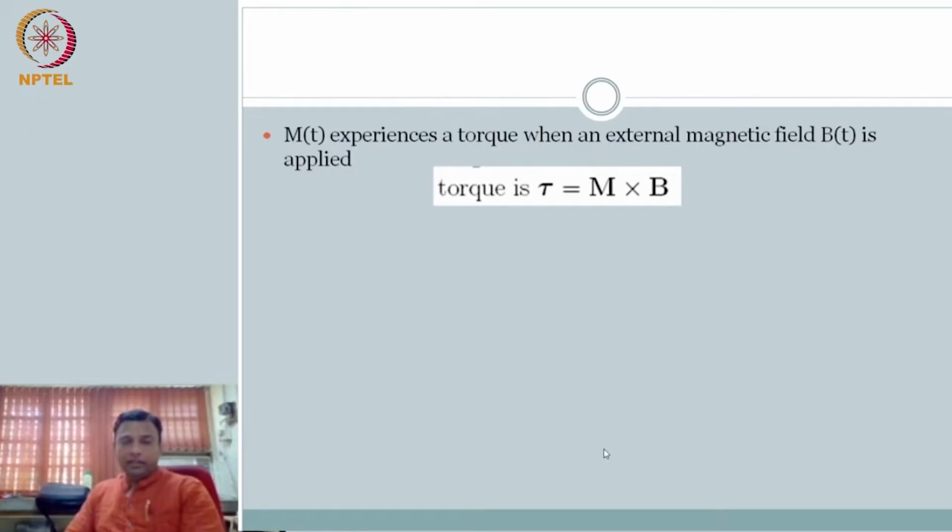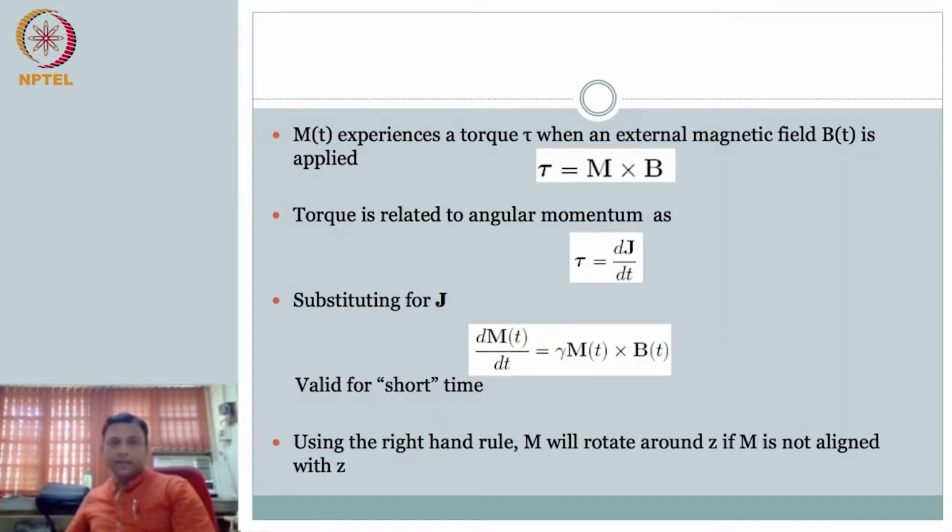When you have M of t, it experiences a torque. So we have the net magnetization vector. If you have an external magnetic field, then the magnetization vector is going to experience a torque, which is given by tau is equal to M cross B. Very similar to what you have in the gravitational field. I'll show an example of the top, and maybe that will make you recall the material that you would have covered in your engineering mechanics when you talk about gyroscopes. Okay, so you have a torque which is M cross B.